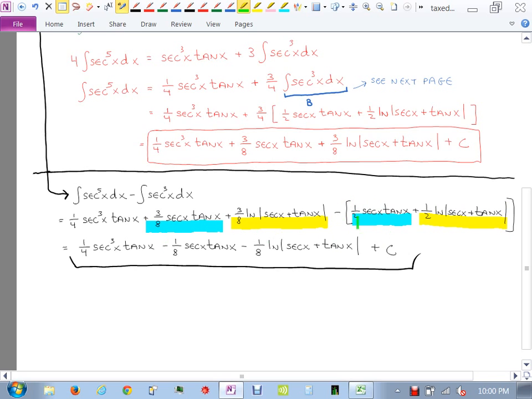I noticed that the blue terms here are like terms. They both have secant x tangent x. So if I have positive 3/8 of these, I take away half. That leaves me with negative 1/8. Same thing here. I have 3/8 of these natural logs. Take away half of that same natural log. I'm left with negative 1/8. So this is my final answer right here.